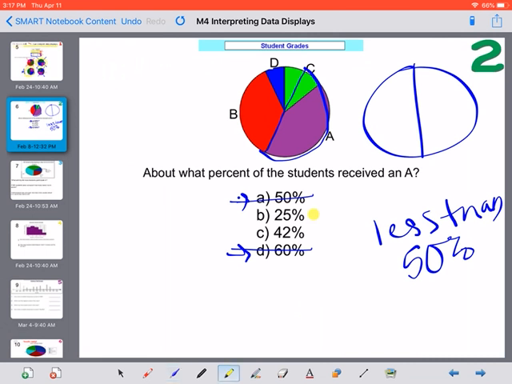25%, wouldn't that be a fourth of your data? And we have more than a fourth. What about 42%? 42% is a little bit less than 50. So I would say this would be the closest guess that we can make based on the graph we're given. 25% was too small, and the others are too much.